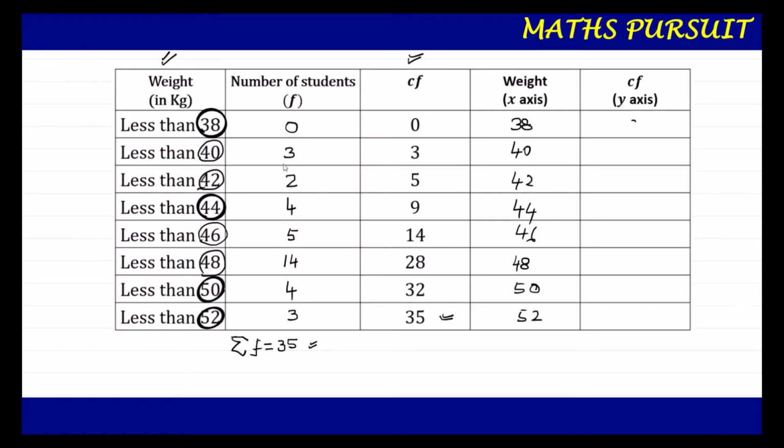So I'm just going to copy and put these numbers as they are: 0, 3, 5, 9, 14, 28, 32, 35. So guys, we have the required things for drawing the ogive curve. Now with the required things in place, let us move ahead and draw the ogive curve.